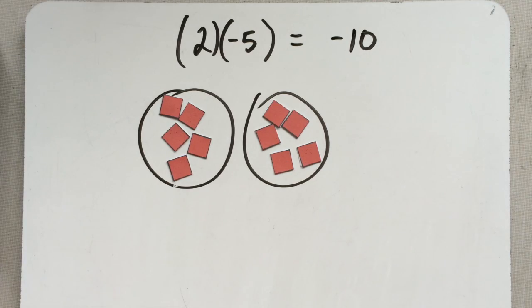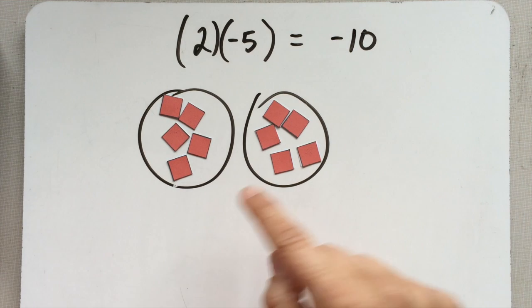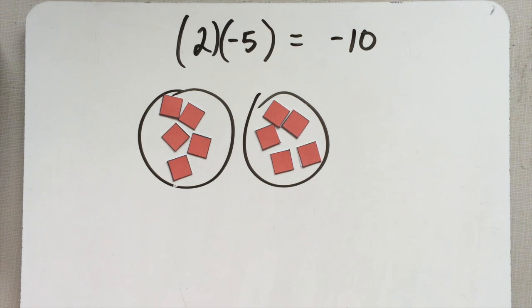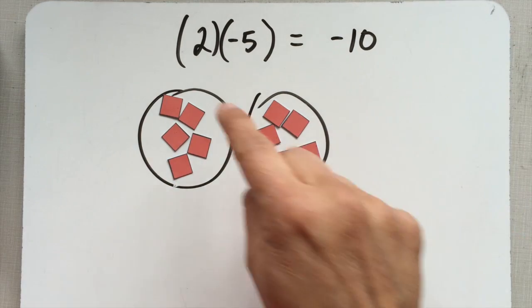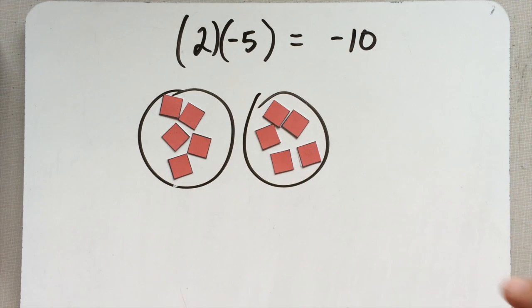All right, negative 2 times negative 5. We've got our 2 groups. Inside each group, we have 5 negative 1s. And so altogether, I've got 10 negative 1s. So 2 times negative 5 is negative 10.